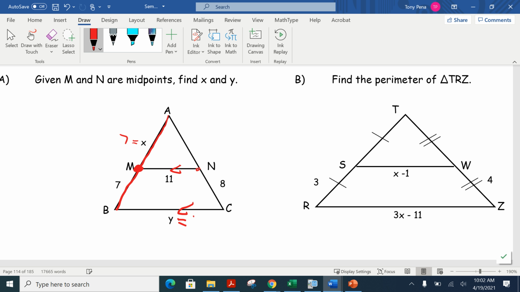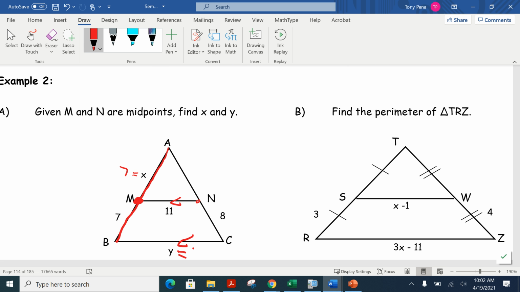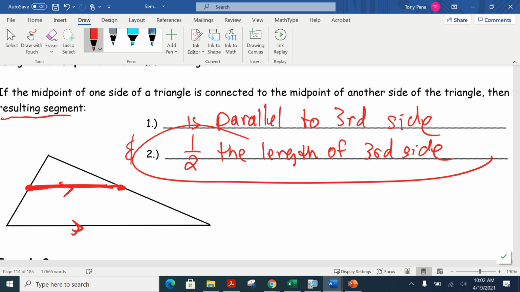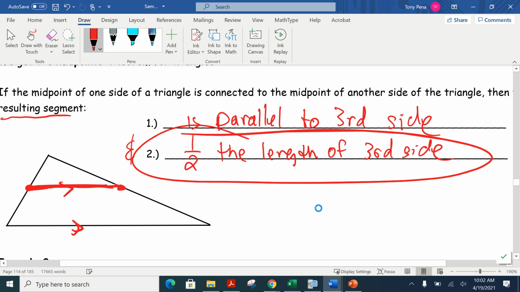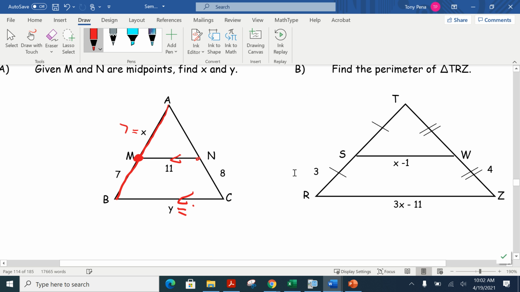Ella, what's Y? 11. Wait, can you repeat the question? Yeah, so if I ask for what the length of Y is, so let's go back up to here, Ella. Isn't this segment 1/2 the length of that other segment? So if I give you that length is 11, so if this guy is the 11, what would the full side have to be?